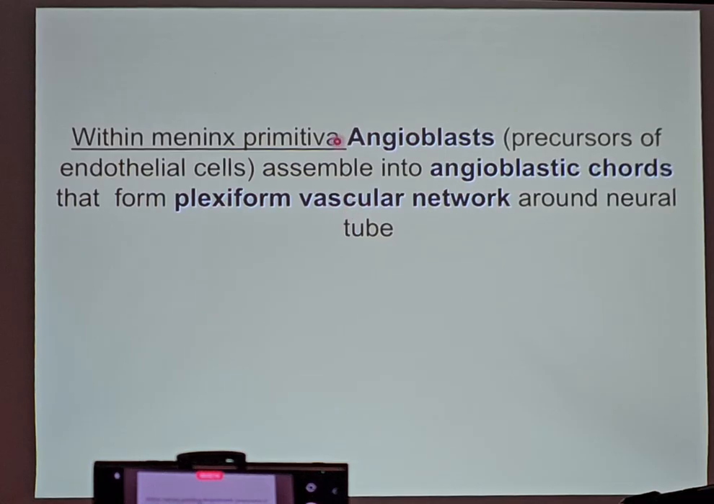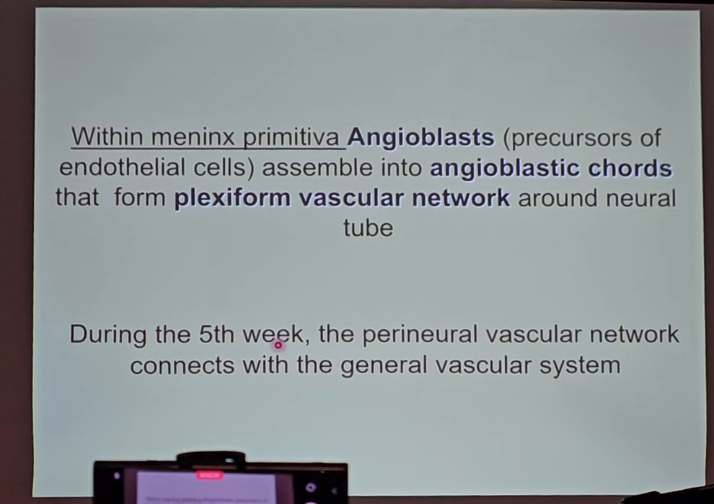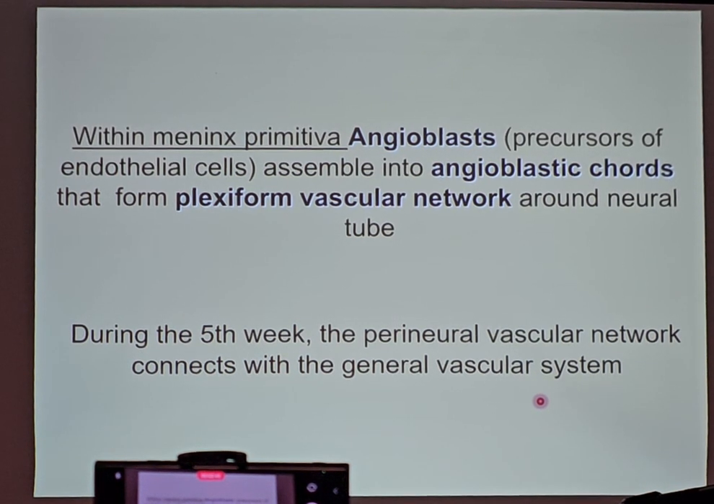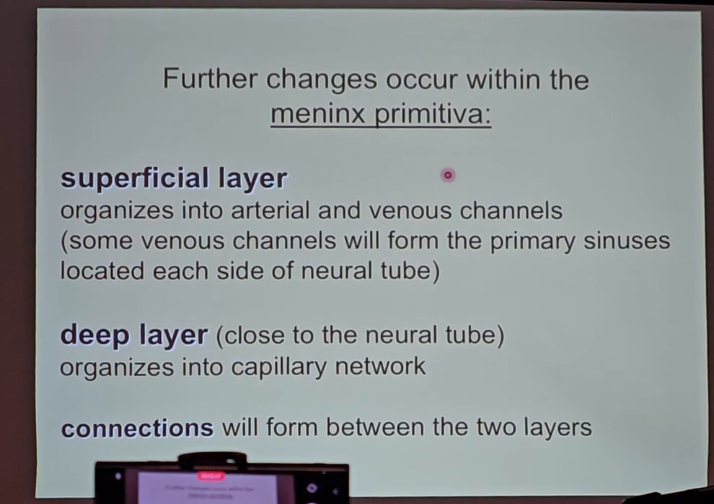The meninx primitiva contains angioblasts, and as Timo already told you, they are the precursors of the endothelial cells. They assemble in angioblastic cords that form a plexiform vascular network around the neural tube. During the fifth week, this perineural vascular network connects with the general vascular system, the system that was described to you, and this one becomes connected. And then further changes occur within the meninx primitiva.